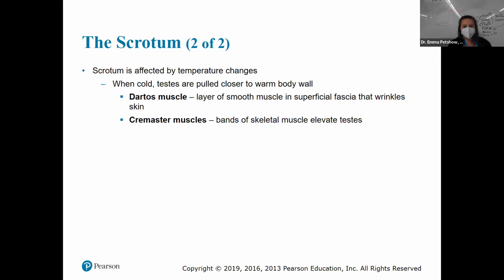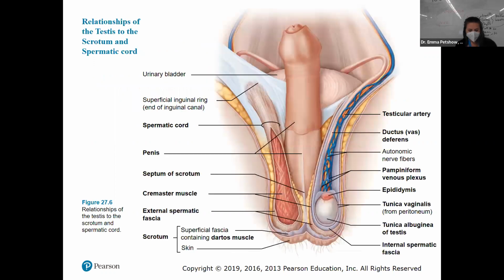So we have our dartos muscle and our cremaster muscles, and I'll show a picture in the next slide, but actually I think I can't keep this here, so I'll go to our picture. So we can see here our cremaster muscle located here alongside the scrotum. Cremaster muscle is kind of these bands of skeletal muscle, and it will be involved in directly elevating testes. And we can see that here.